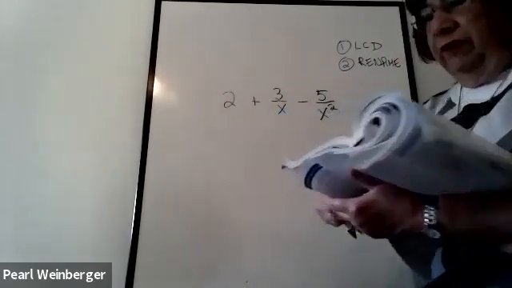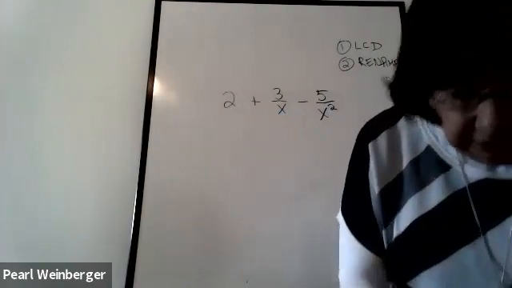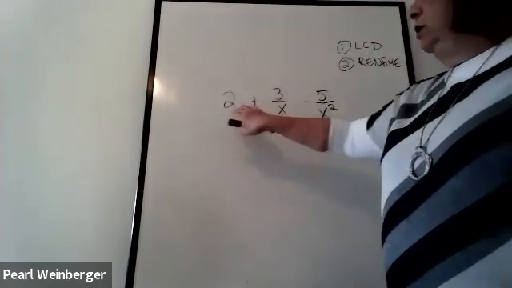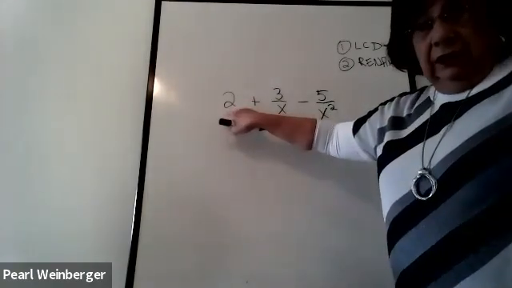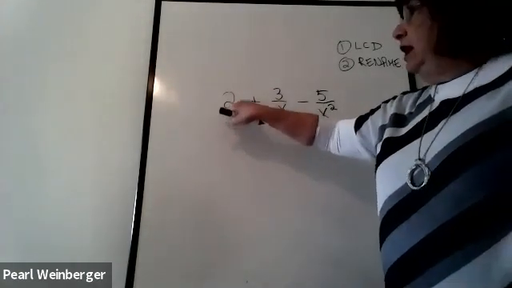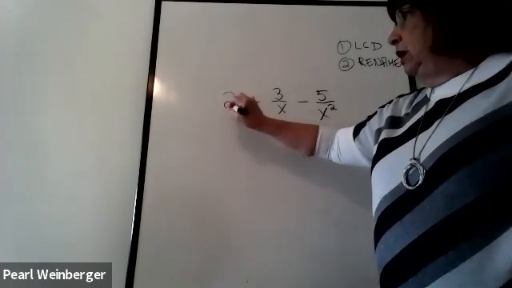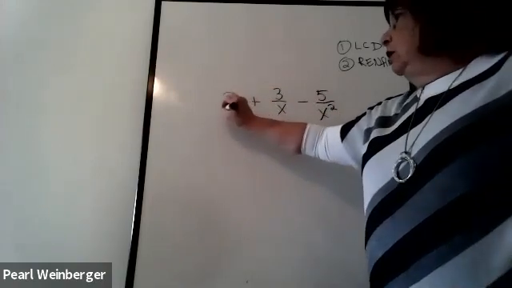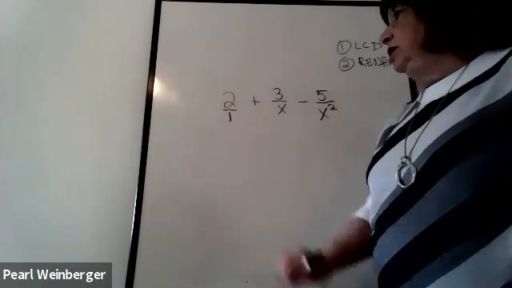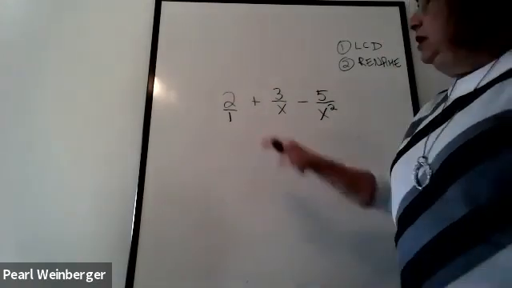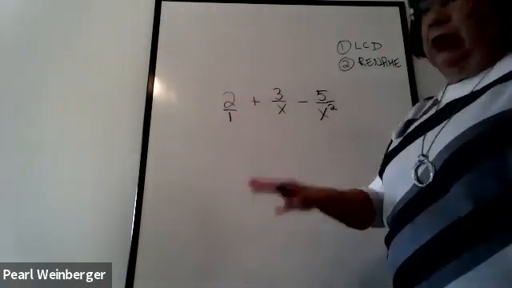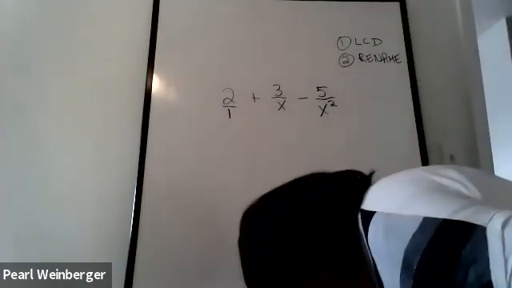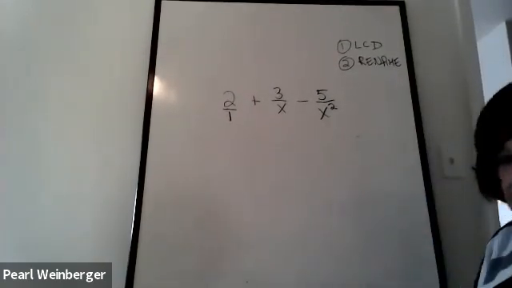Okay, what if I gave you something like this to combine? Let me just start you off. Anytime you have a whole number and you have other things in the expression that are fractions, put that over one. I think we've mentioned this before. Make every single thing a fraction, okay? So I'm going to give you a few minutes to try this and see if you can combine it to a single fraction.